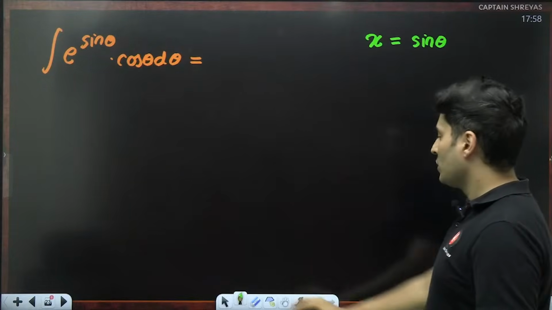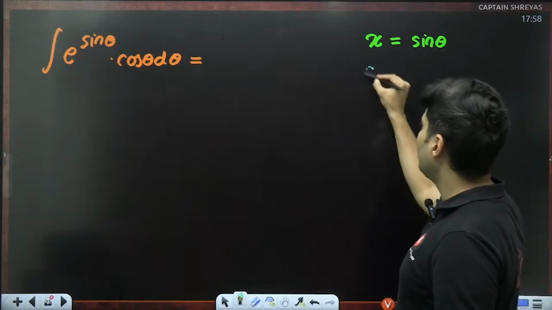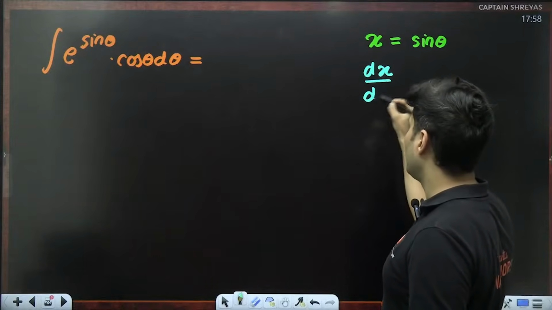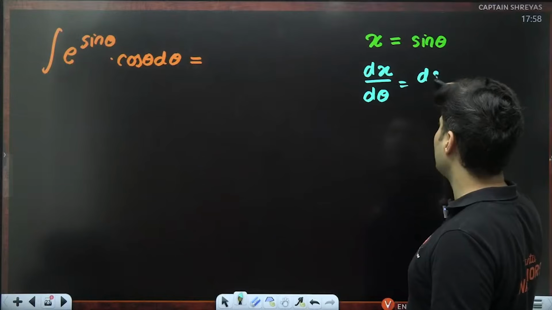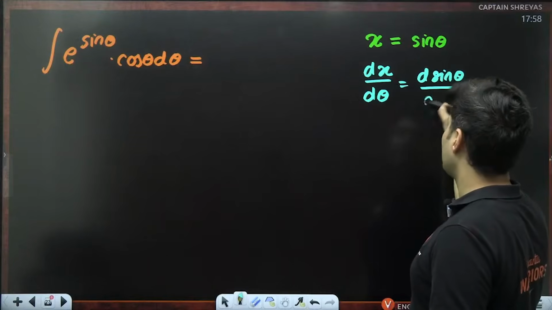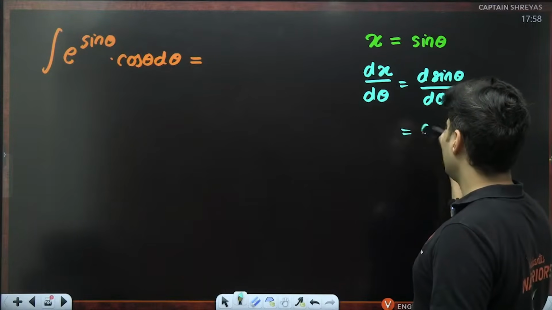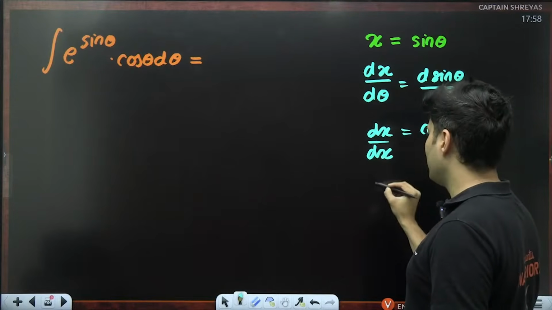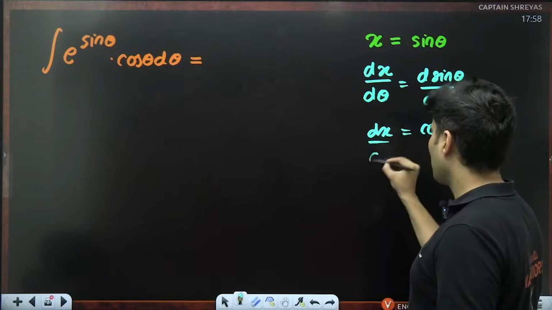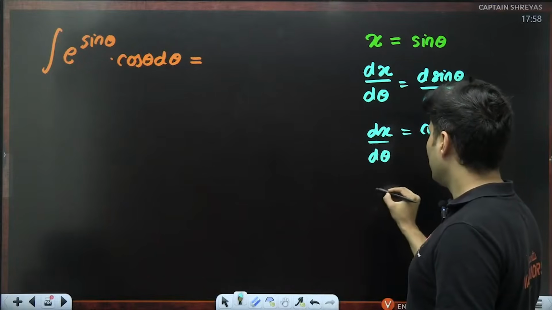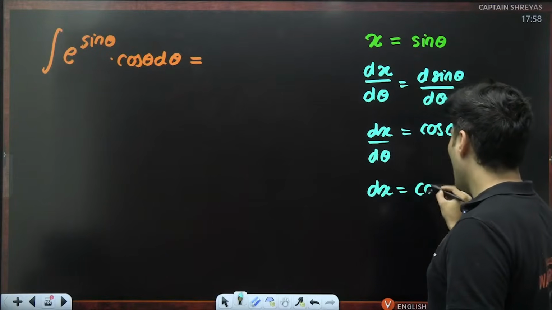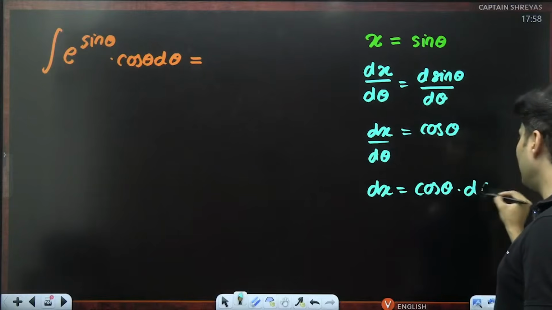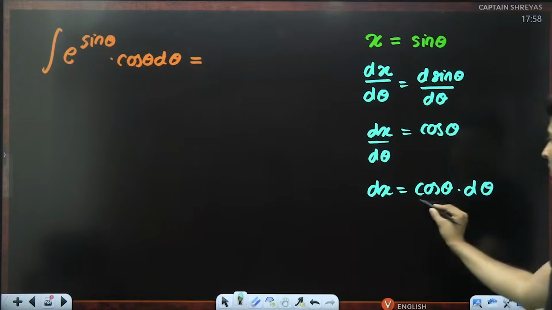Just think about it. If I take the derivative of x with respect to theta, it will be like differentiating sine theta with respect to theta. Derivative of sine theta is just cos theta. So dx by d theta is cos theta. So that means dx will be cos theta d theta.